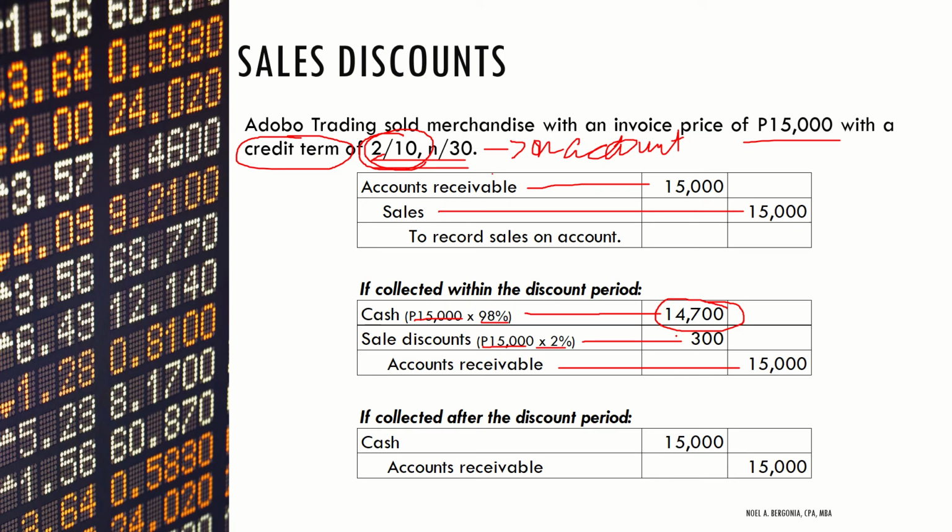Kaya ang entrada natin would be debit cash 15,000 and we credit accounts receivable 15,000. No discount kasi nga it is collected after the discount period. Okay, so that's how we account for the cash discount, and how do we account for the sales discount in our journal entries.